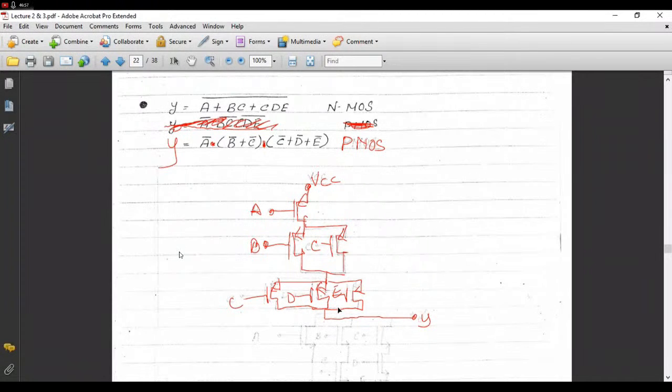The drawing is very haphazard, so I hope it's clear. Okay, leave it as it is. Is it clear, everyone? I've drawn the PMOS structure right over here. Is it clear? Yes, sir.